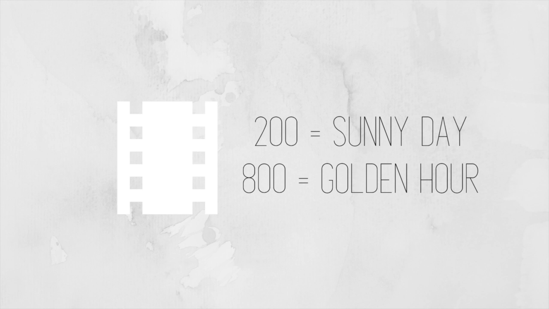When you would purchase a roll of film, it would have a number on it, like 200 or 800. The lower the number, the less sensitive the film was to light. So if you were taking your camera out on a really sunny day, you would buy a roll of film with a lower number, like 200 ISO, because you didn't need your film to be very sensitive, because there's a ton of light out there and it doesn't have to work very hard. But if you were going out on a particularly gloomy day or at golden hour, you would need your film to work a little bit harder because there'd be less light available. So you'd buy a roll of film with an ISO that was higher, like 800.